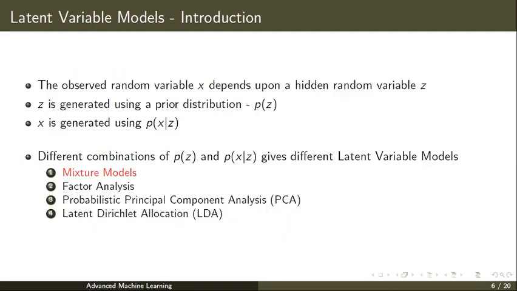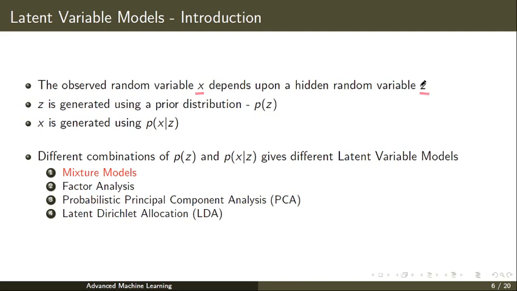Okay, so latent variable models. The observed random variable x, or the visible random variable x, as I've told, depends upon a hidden random variable z. This is the selected article and this is the topic. So the selected article depends upon the topic, or this distribution is controlled by the distribution of z. Z is actually generated from a distribution P of Z, that is a prior distribution.